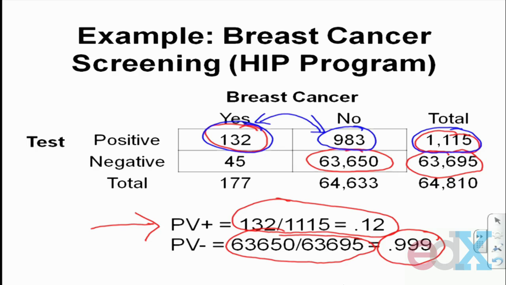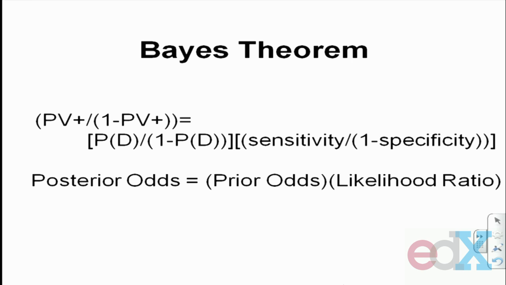In terms of Bayes' theorem, that's mathematically, going to the next slide, the positive predictive value divided by 1 minus the positive predictive value, or the odds of having disease given you have a positive test. And what Bayes' theorem says is the odds of having disease if you have a positive test is equal to the product of two quantities. First, it's the odds of having disease in general in the population.